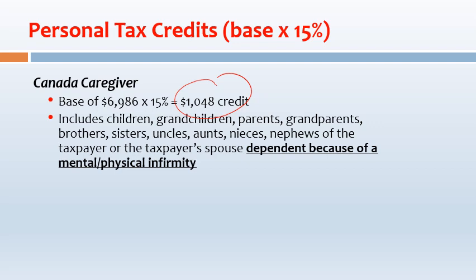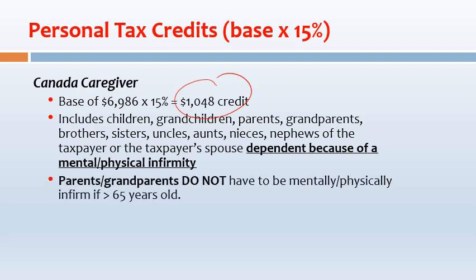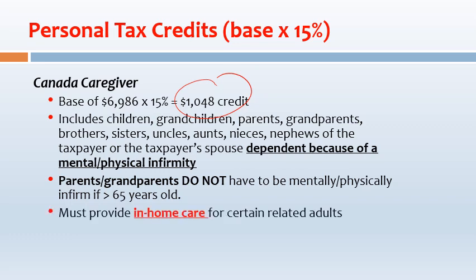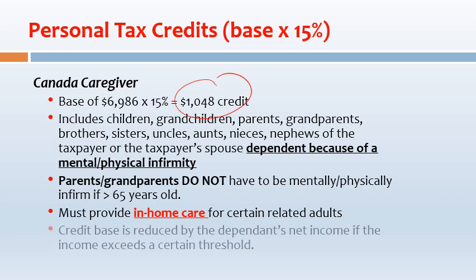So I'm not going to be particular about your knowing the definition of infirmity versus, say, disability. It's just something that you should probably be aware of. On an exam, I would indicate that a taxpayer is looking after an infirm relative. For parents or grandparents above 65 years of age, they don't actually have to be mentally or physically infirm for the taxpayer to qualify for this credit, if the taxpayer is caring for them and providing them with in-home care.